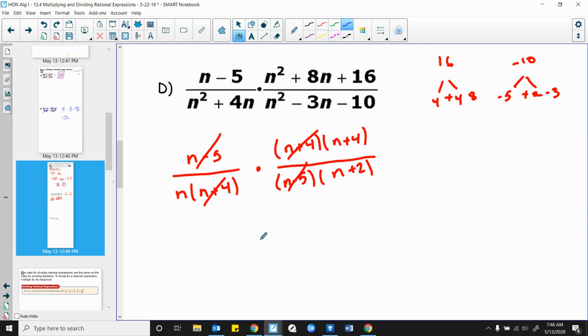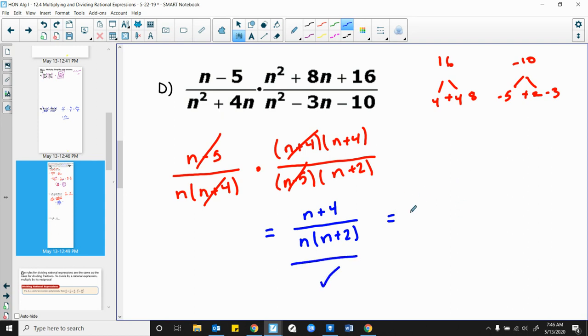Okay. Once I've canceled, then again, let's write what I have left. Right here I have a 1, nothing I can do there, and an n plus 4. So I have my n plus 4 on top there. And right here I have an n and an n plus 2. Okay, that's my answer. This one's a little bit easier, I'd say. Now, I'll accept this answer.